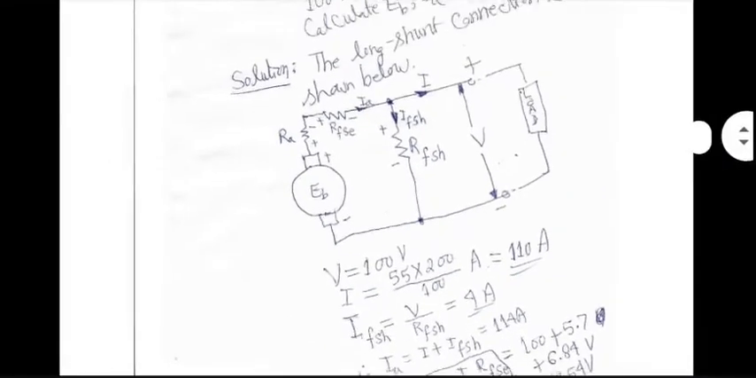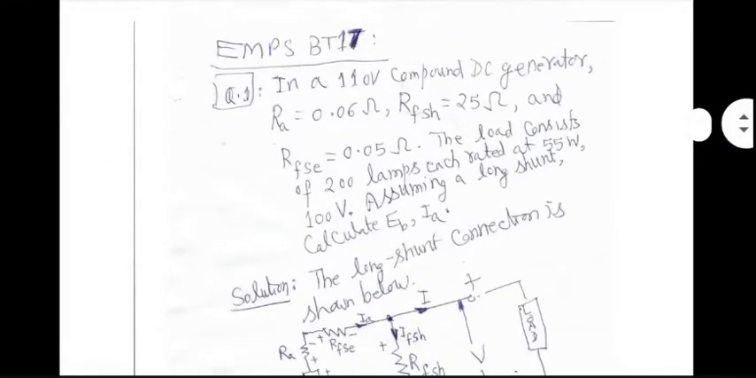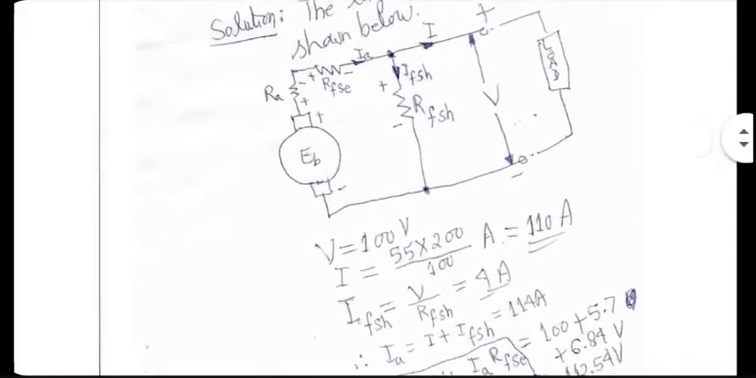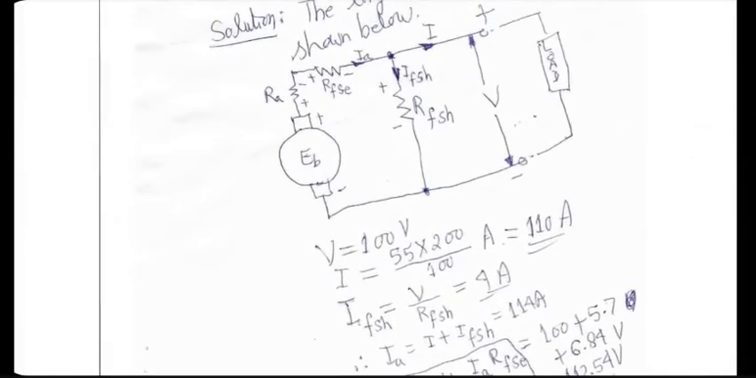RFSH is given as 25 ohm. So 4 ampere is the value of the field current in the shunt winding, in the shunt portion of the field winding. IA, that means armature current, will be I plus IFSH. You can see that yourself using KCL. So IA is 114 amperes.